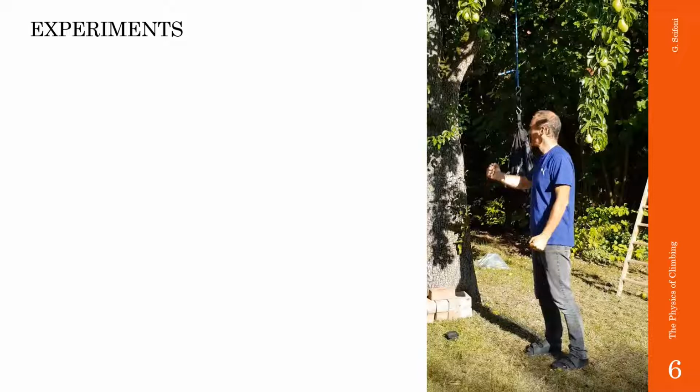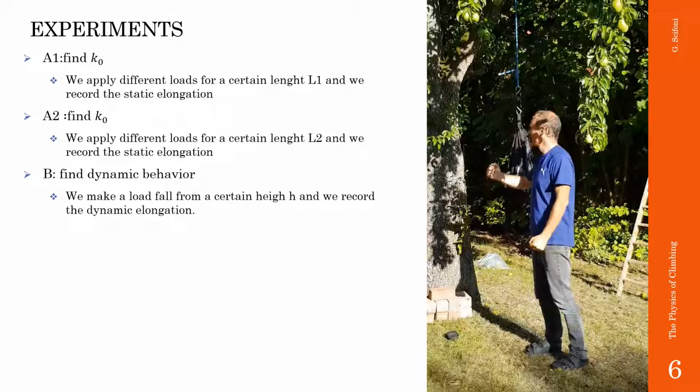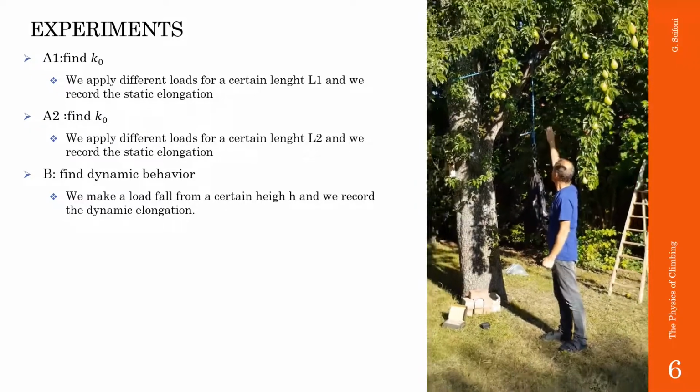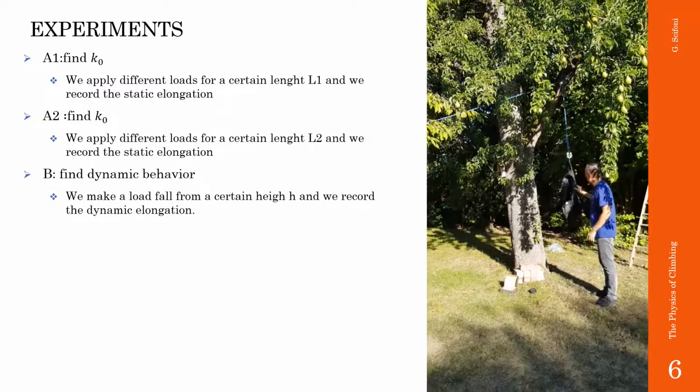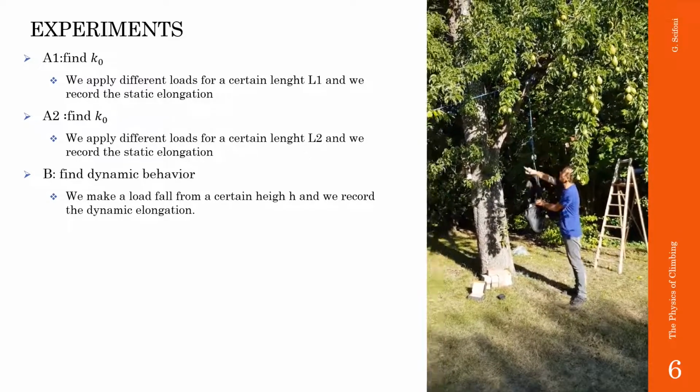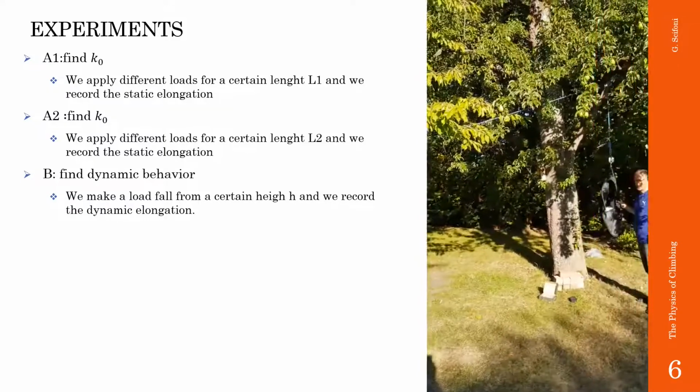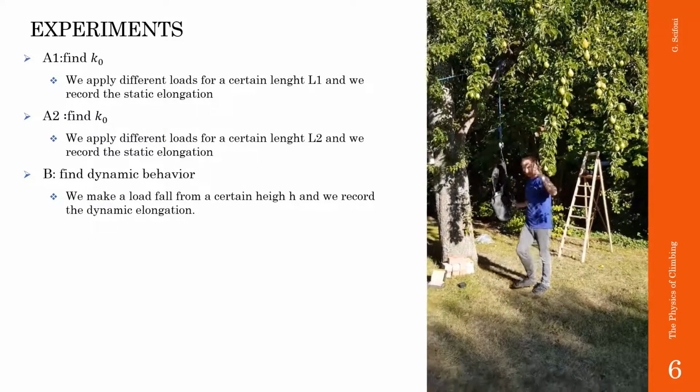Now we want to introduce a couple of experiments. The number one is repeated twice, and we do it to assess the elastic constant K0 of the rope. We do it once with the length L1 and the second time with the length L2. Then the second experiment is to meter the dynamic behavior of the rope. Let's see first a small introduction. We are now with a rope, with a sack, and we want to meter how the rope elongates because of the loads. And we will try the experiment in two steps.